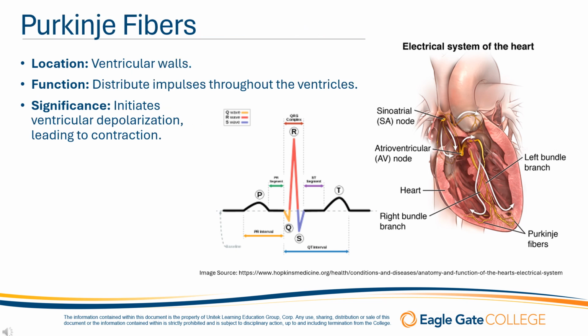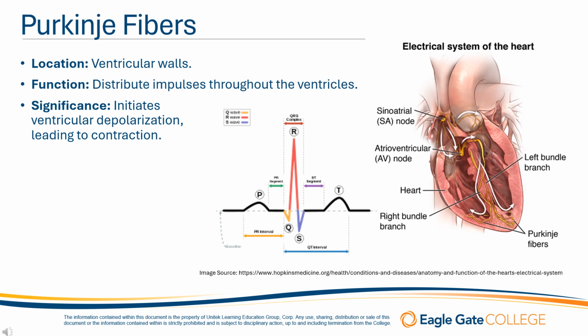Purkinje fibers are found in the walls of the ventricles. They extend from the right and left bundle branches and spread out through the ventricular myocardium. These fibers form an extensive network that ensures the entire ventricular muscle receives the electrical impulse needed for contraction. The primary function of the Purkinje fibers is to distribute electrical impulses rapidly and efficiently throughout the ventricles.